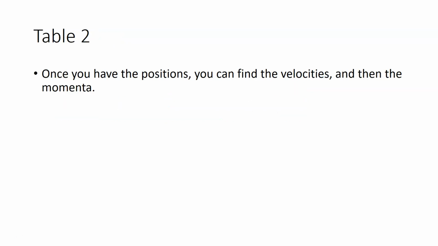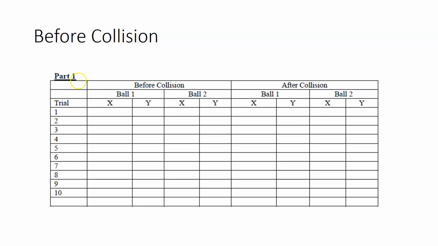So let's go back to the data table just to be very clear. For x, this x momentum plus this x momentum, both before, have to equal after x for ball 1 plus after x for ball 2. These are all momenta. Find those. Find the total momentum before. Find the total momentum afterwards. And then compare. Just do a percent difference.